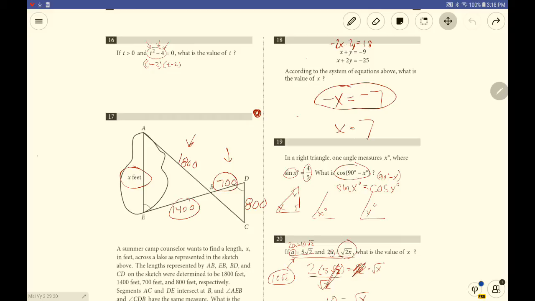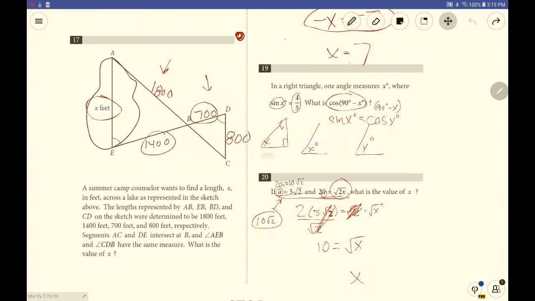Number 18 is solving that system of equations for x. If we multiply the first equation by -2, we get -2x minus 2y equals 18. And then we can add the two equations together and the y's cancel out. And we get that x equals 7.